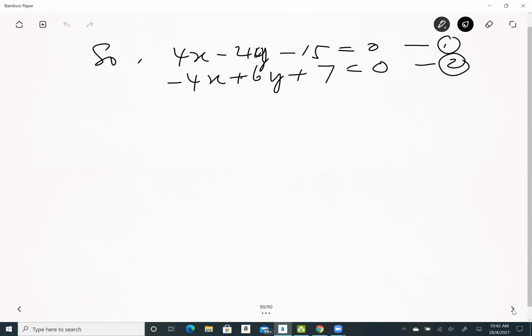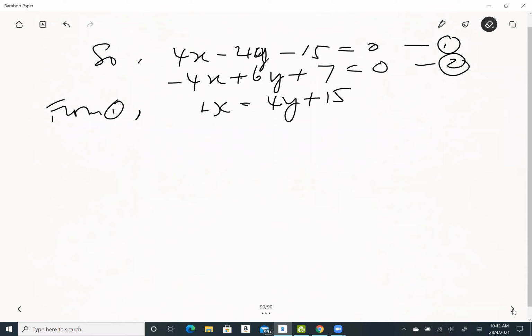So what do you do? Okay, we do it by substitution. From number 1, what do you have? I have 4x equal to 4y plus 15. Then you bring the 4 to the other side, divide by 4. All right, so you get x in terms of y.